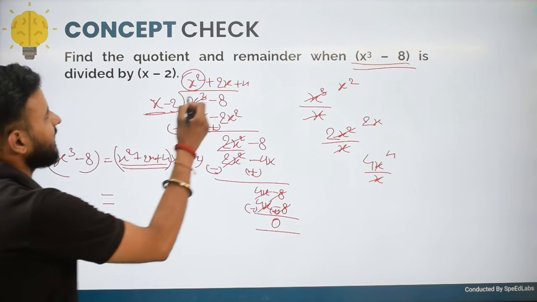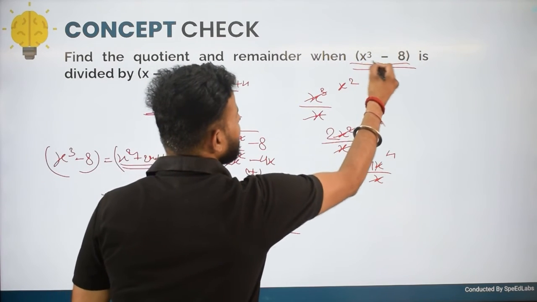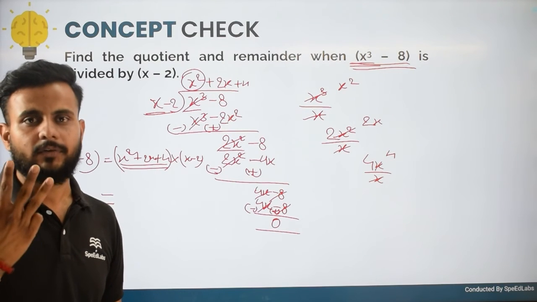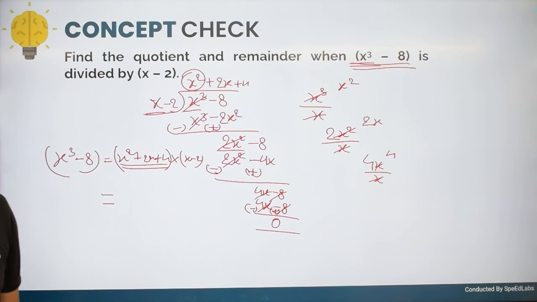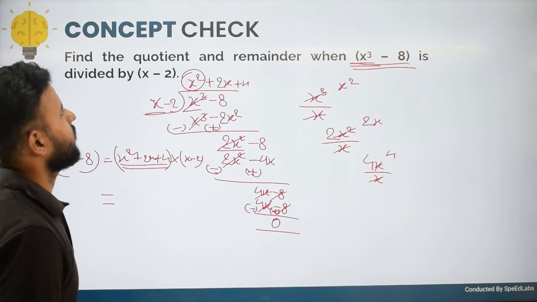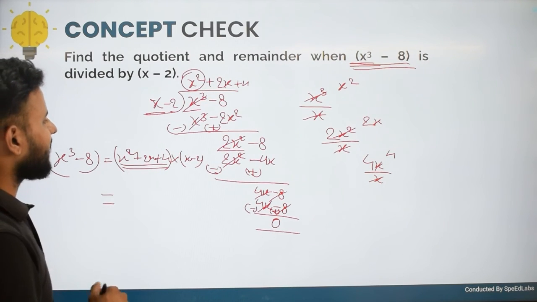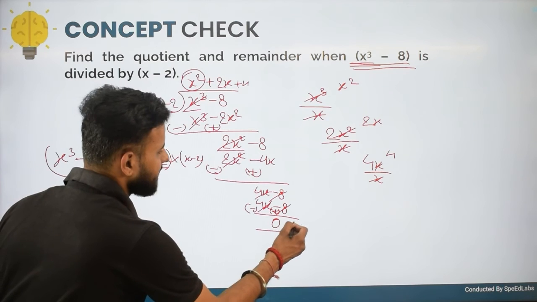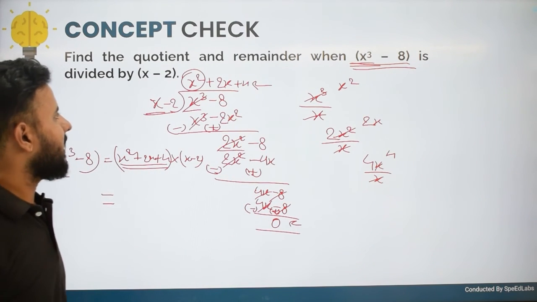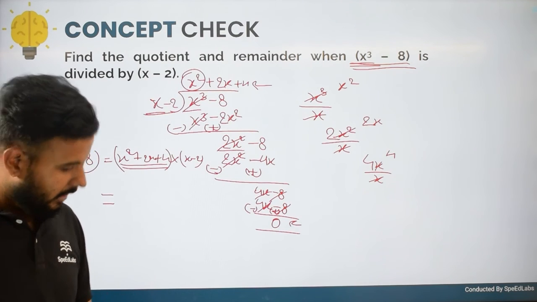You can see here we have the highest degree as 3. It means it will have 3 factors, or we can say 3 zeros. So this is how we can find it using the method. Here we have the remainder as 0 and the quotient as x square plus 2x plus 4. Okay, now let's move to the next.